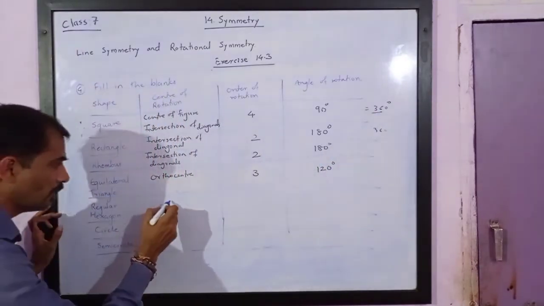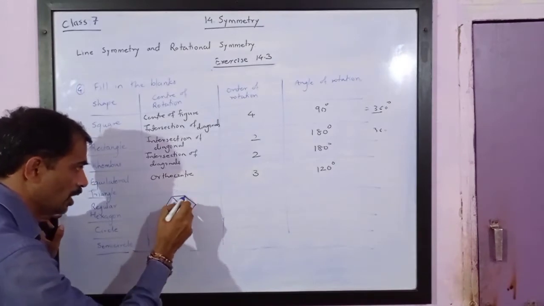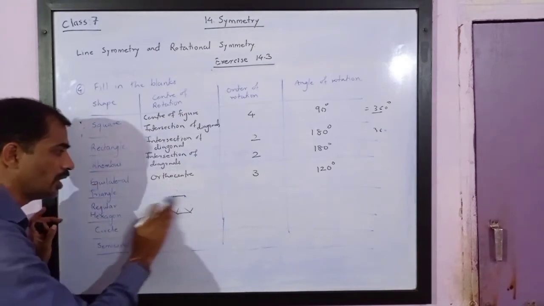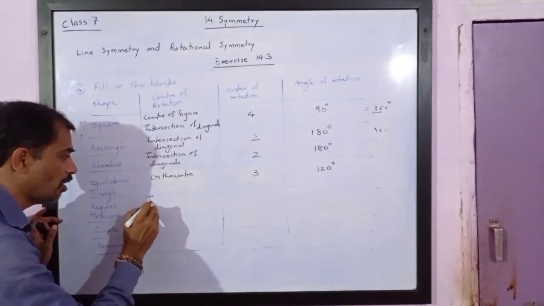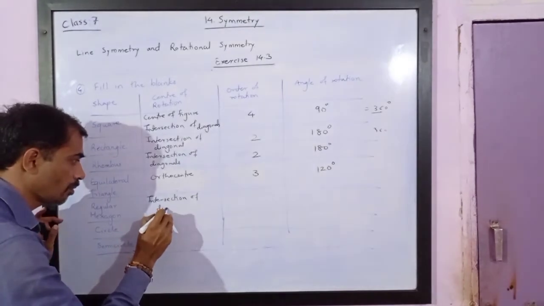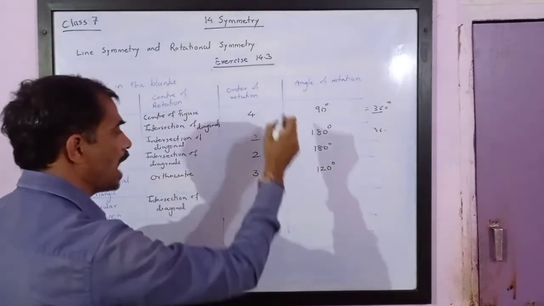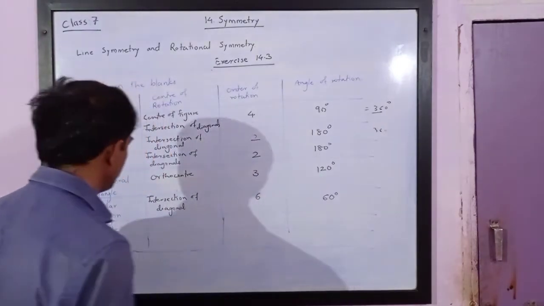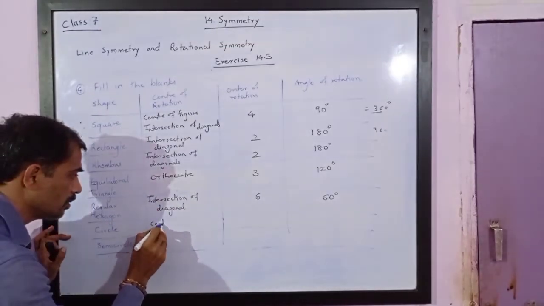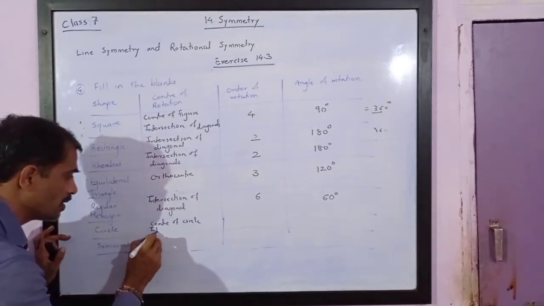Next is regular hexagon, having 6 sides. Again you will notice that the center of the figure is the intersection of the diagonals. And order of rotation is 6, angle of rotation is 60 degrees. Then next, here you can take the center of the circle, or you can call it the intersection of diameters.